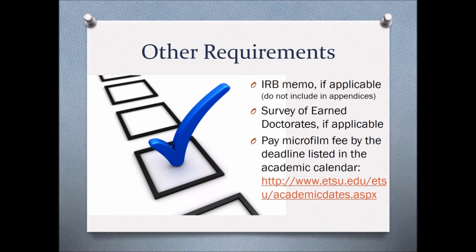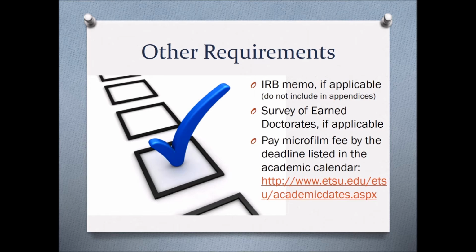Okay, other requirements on the checklist are the IRB memo if applicable to you. If you used human subjects in your research, you would have gone through the IRB office, and they will issue you an exemption memo, an exclusion memo, or an approval memo. I will need that memo. You can download it and send it to me electronically, or turn it in paper format.